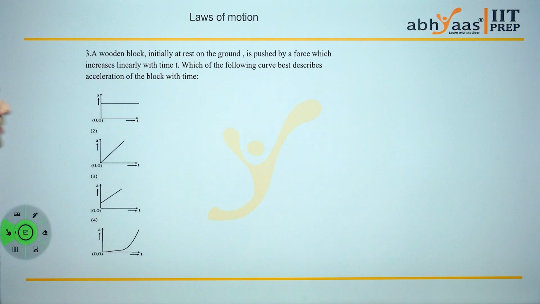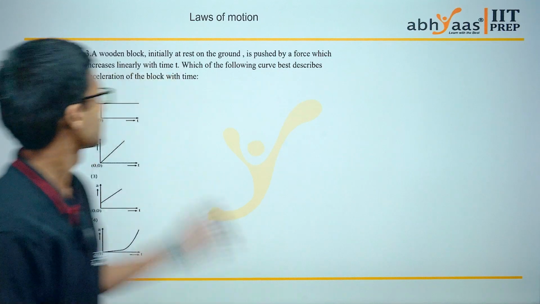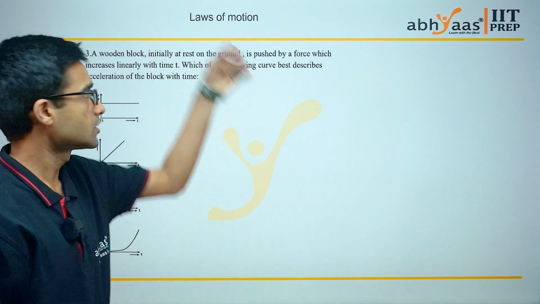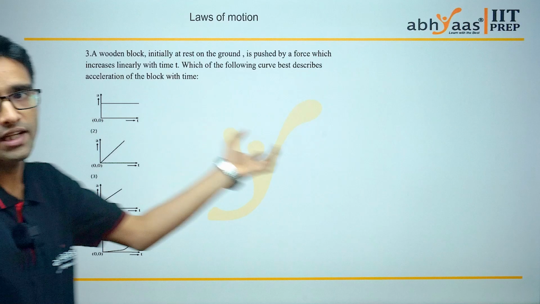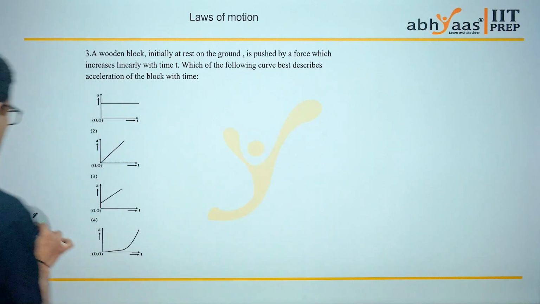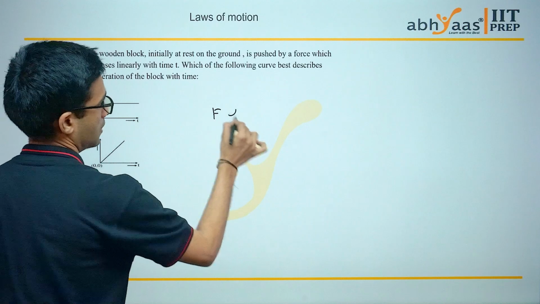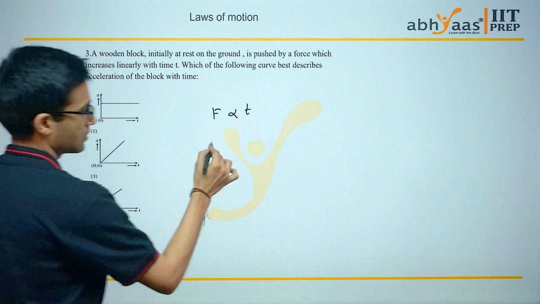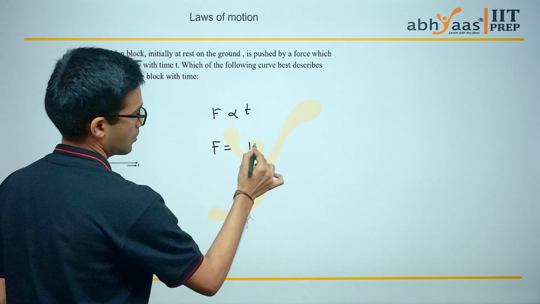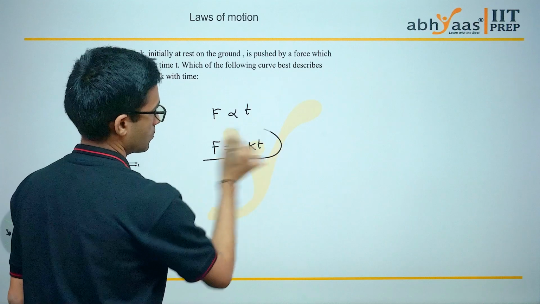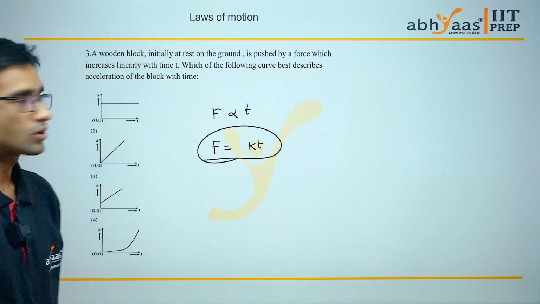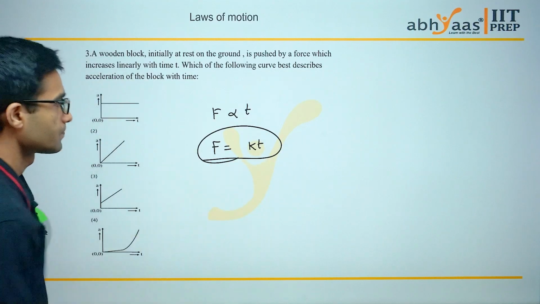Now the third question: a wooden block initially at rest on the ground is pushed by a force which increases linearly with time. So the force is increasing with time, which means force is a function of time: force is equal to kt, proportional to time.